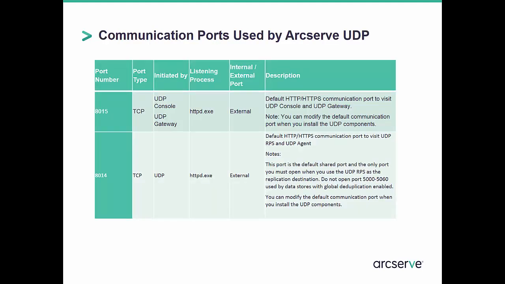A full list of ports used by UDP can be found in the UDP Solution Guide. Here's an example of two of the most common ports used by UDP, 8014 and 8015. The chart tells us the port number, port type, what initiates it, the listening process, if it's internal or external, and a description of what it is used for.